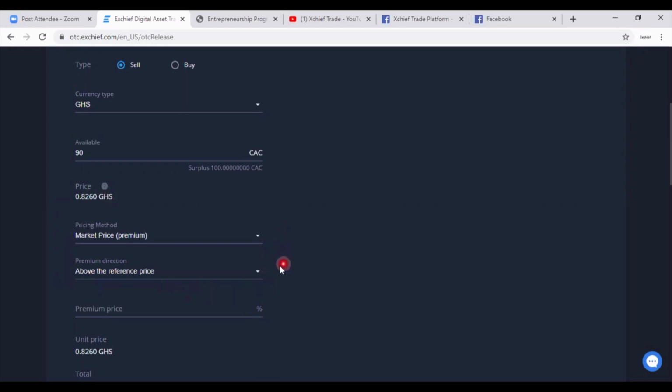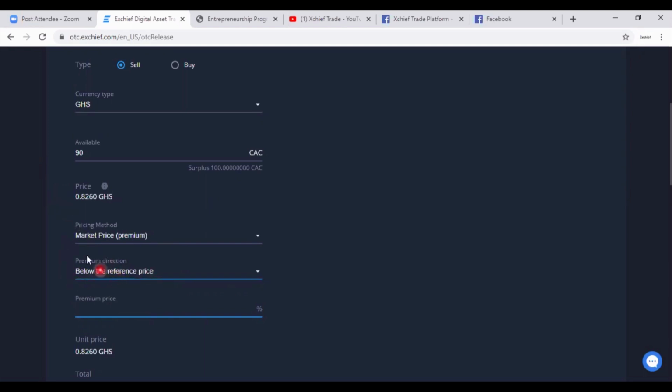Also, in addition to that, the system gives you the option of tweaking this market price premium a bit, and you have two ways you can do that. When you drop this down, you can either do above the reference price, which is this price, or you can do below the reference price. If you choose to do below the reference price, that would mean that you'd have to choose the percentage by which you want to sell below the reference price, which is this price. So let's keep that in mind.